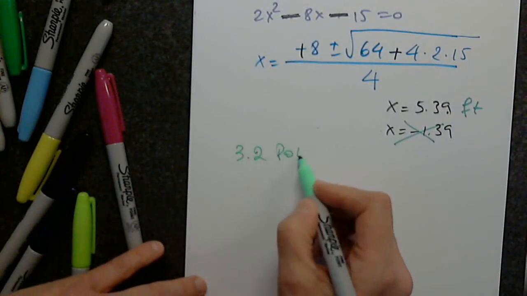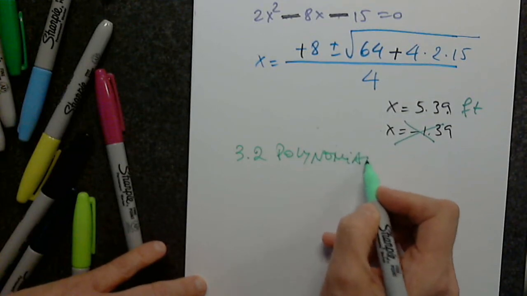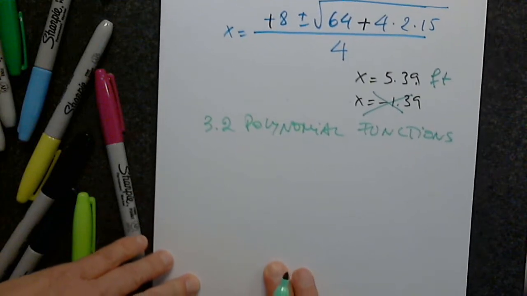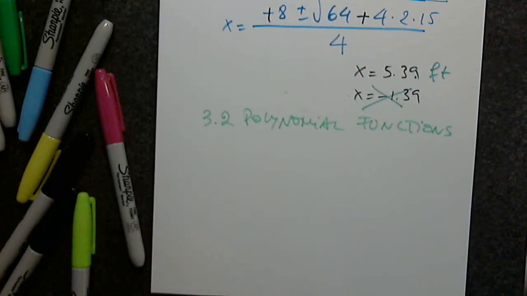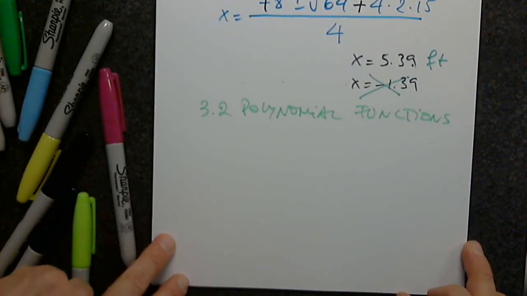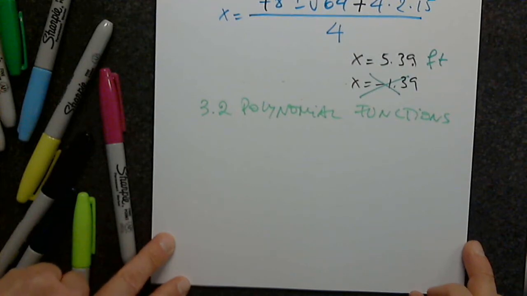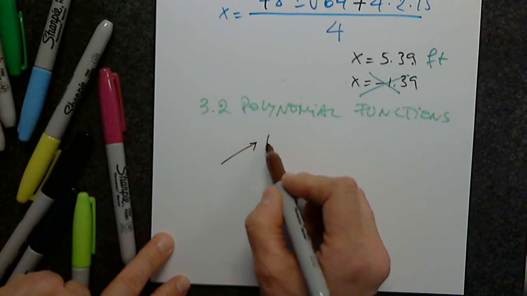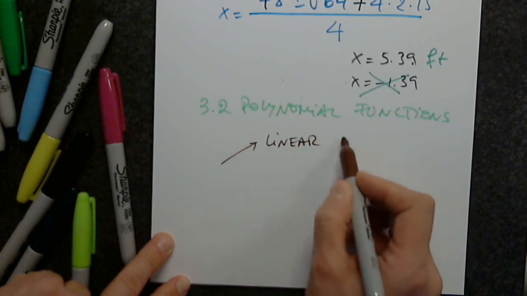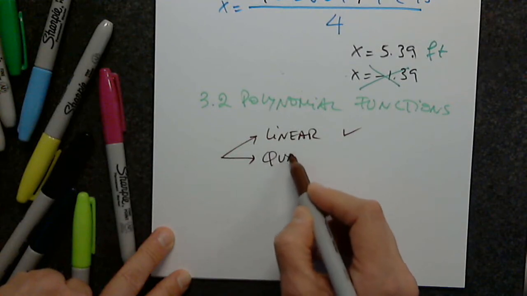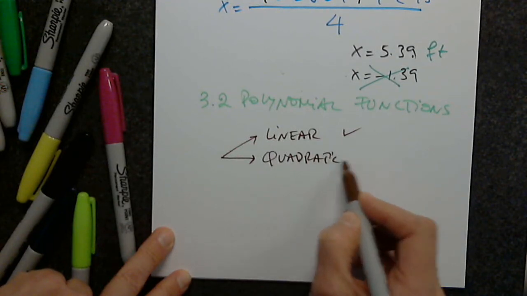3.2, polynomial functions. Polynomial functions. Better? Please stop me if you have questions, anytime. Okay. Polynomial functions, yes, the first one is linear. Done. The second simplest one is quadratic. Done.